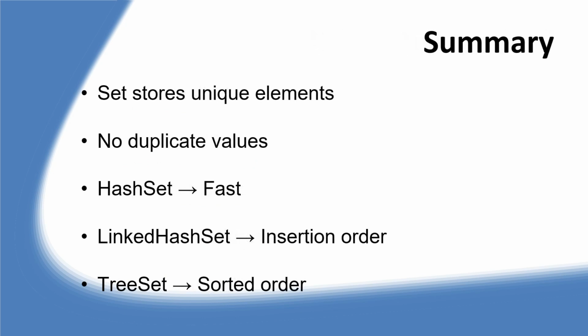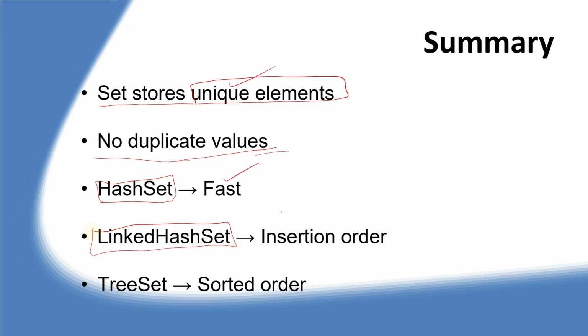So let's quickly summarize what we have learned so far. Set stores unique elements. It does not allow duplicate values. HashSet is known for faster performance. LinkedHashSet is known for maintaining insertion order. The order in which the elements are stored is remembered by LinkedHashSet, and if we retrieve the elements, we'll get the output in the same order in which they were inserted.